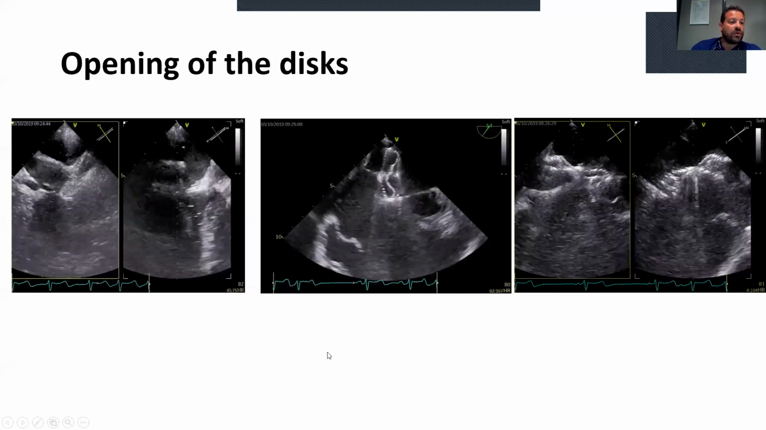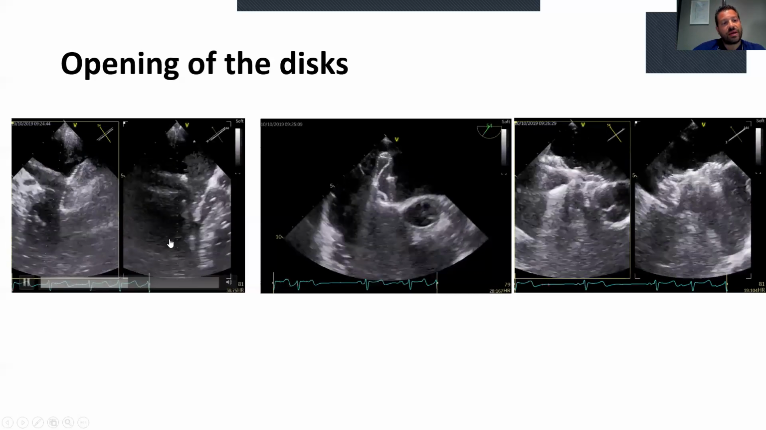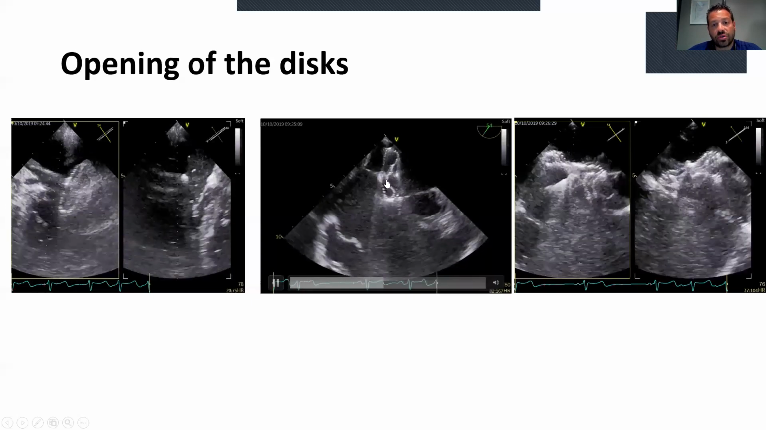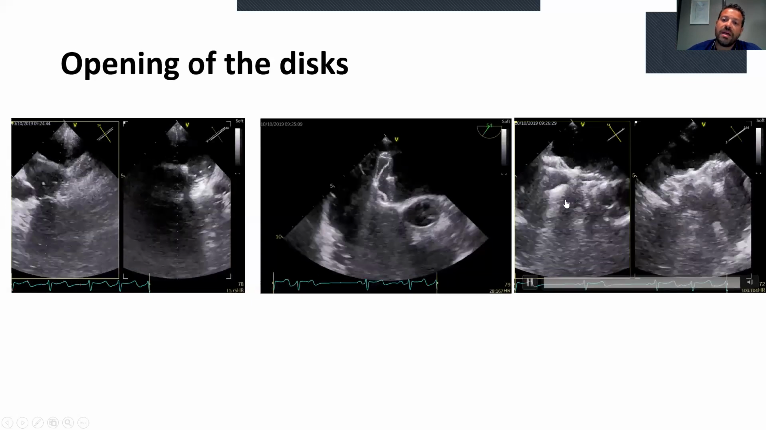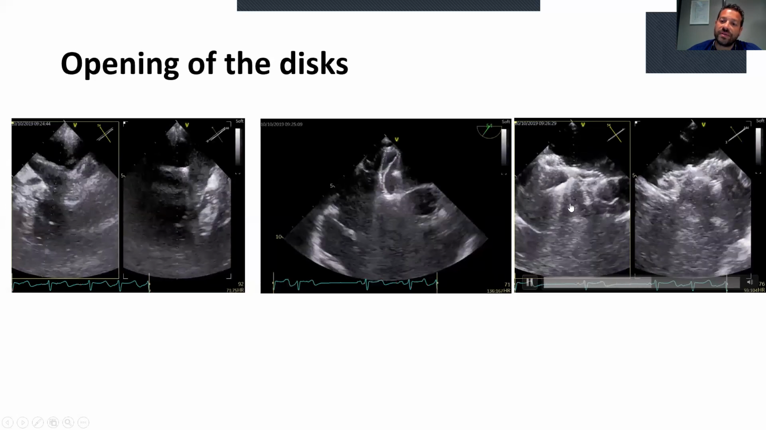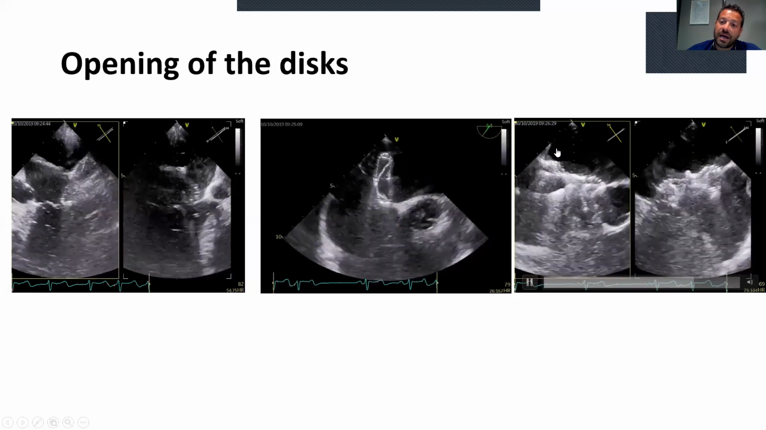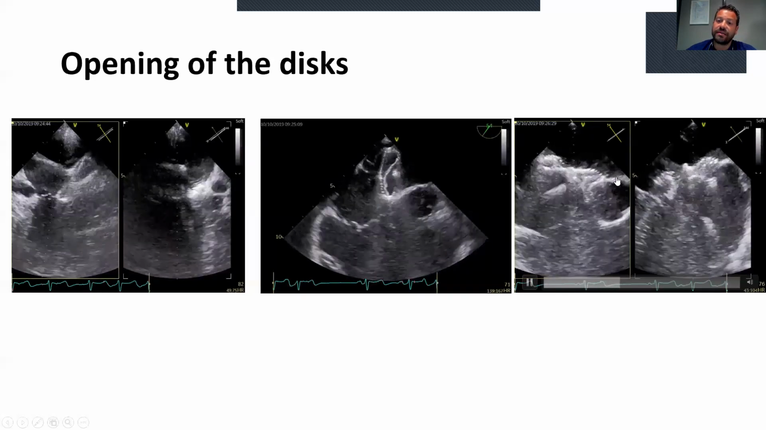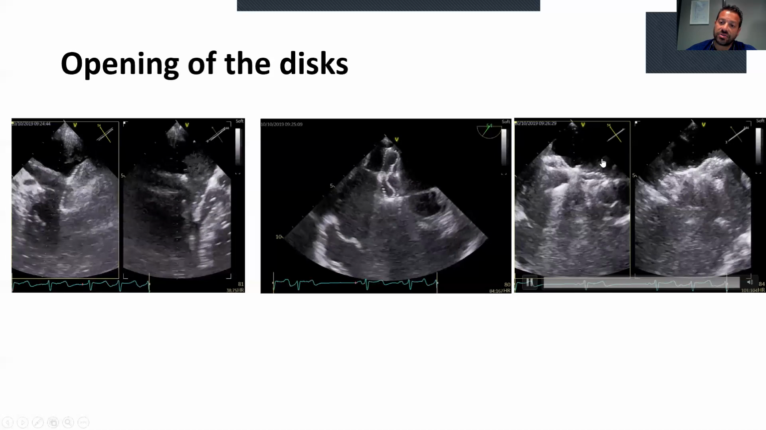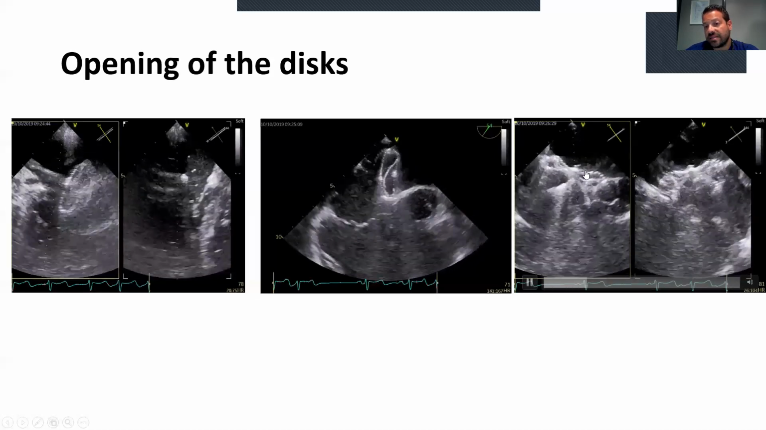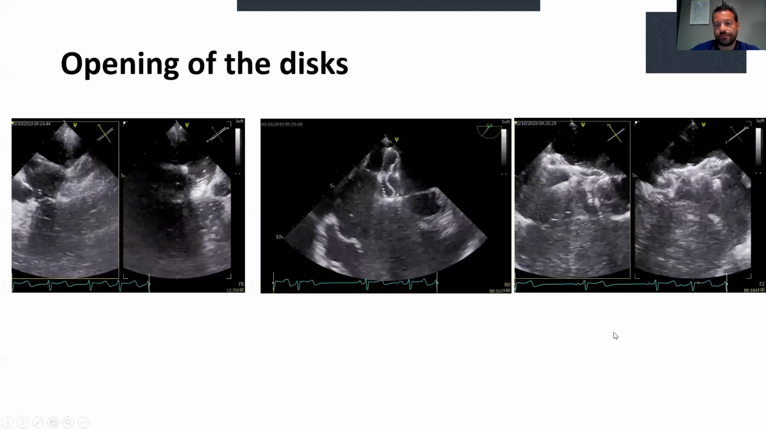The next step is to follow the opening of the discs. We have to check the left atrial disc, which comes towards the septum, and then we have to check the opening of the right atrial disc. And it is important to see the left atrial disc hugging the aorta, as you see here, in order to avoid possible damage and erosion of the aortic wall.